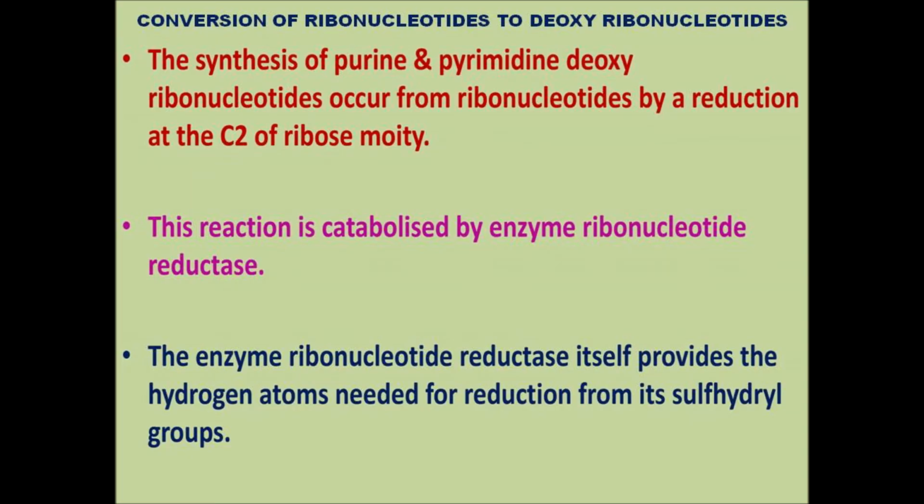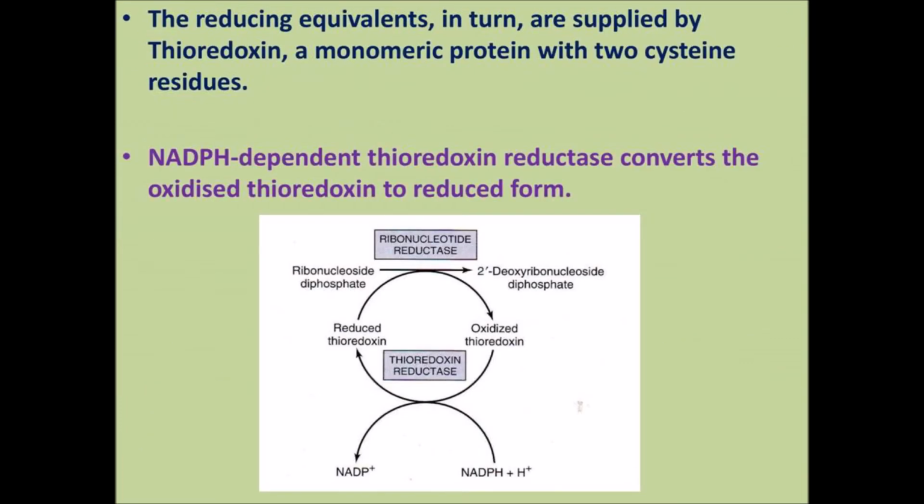This is the conversion of ribonucleotides to deoxyribonucleotides. The synthesis of purine and pyrimidine deoxyribonucleotides occurs from ribonucleotides by a reduction at the C2 of the ribose moiety. This reaction is catalyzed by the enzyme ribonucleotide reductase. The enzyme ribonucleotide reductase itself provides hydrogen atoms needed for reduction from sulfhydryl groups. The reducing equivalents in turn are supplied by thioredoxin, a monomeric protein with two cysteine residues. NADPH-dependent thioredoxin reductase converts oxidized thioredoxin to the reduced form, as shown in this figure.